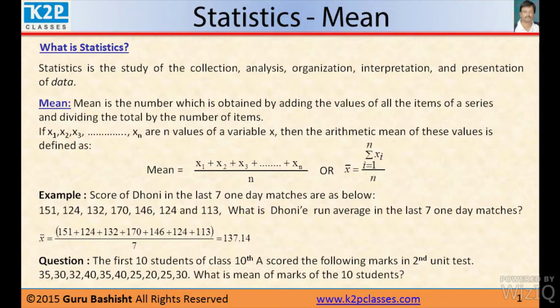Now, the second question. The first 10 students of class 10A scored the following marks in the second unit test: 35, 30, 32, 40, 35, 40, 25, 20, 25, 30. What is the mean of marks of the 10 students? You can use your calculator. I'm giving you 10 seconds.